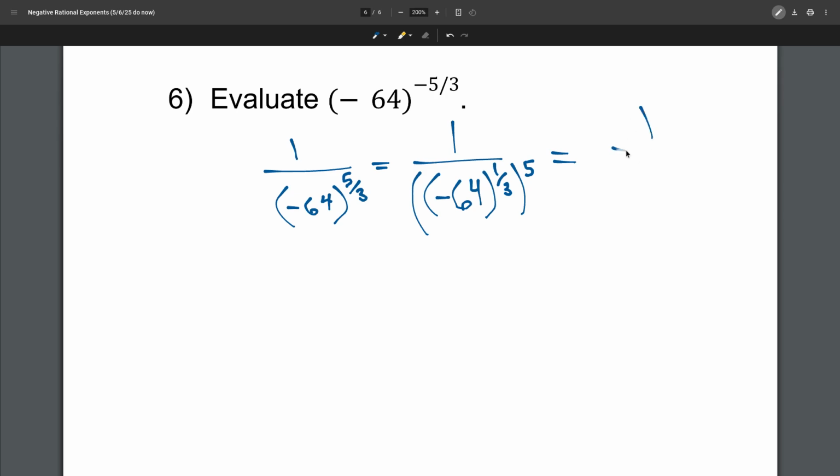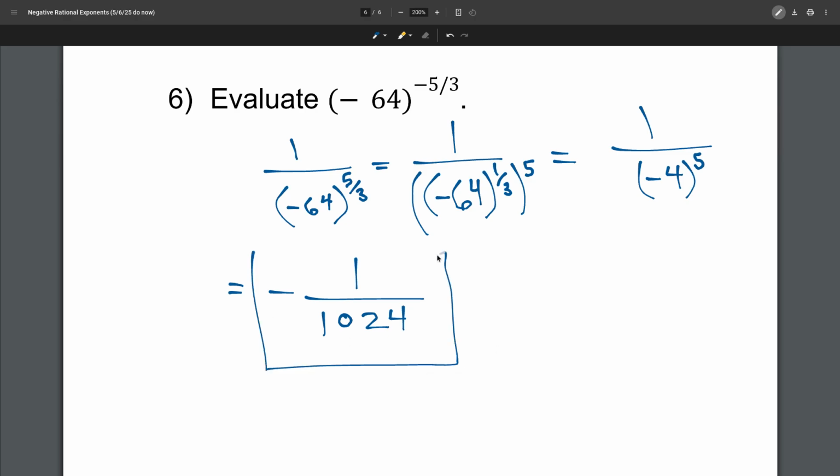Okay, so the cube root of -64 is going to be -4. And we're going to raise that to the 5th power. And that's going to be 1024. That's going to be a -1024. So it's going to be -1 over 1024. Okay, so that's our solution for the last one.